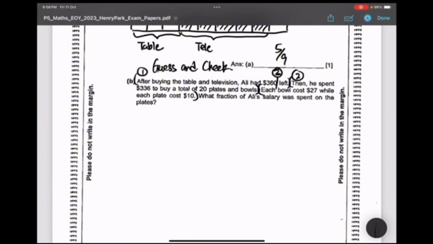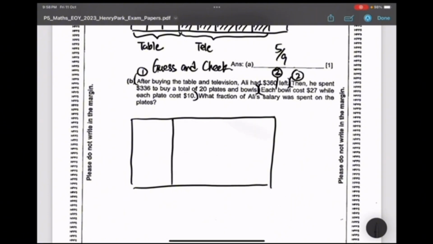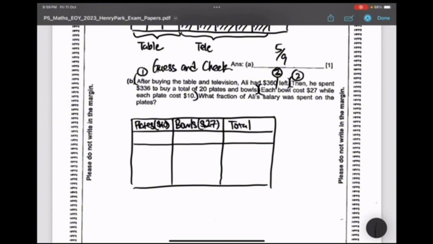So whenever I'm dealing with guess and check, what I want to do is to draw my table. I draw my table. So I will have 3 columns over here. I have my total, and what I have is my plates and my bowls. Each plate costs $10 and each bowl costs $27, which I'm going to list inside here. And what do we know from sentence number 2? That the total number of plates and bowls is 20. So the first step of guess and check is to guess. What I want to do is to just split it right down the middle first, to have a good gauge on where the total amount will stand in relation to the total cost that he actually spent.